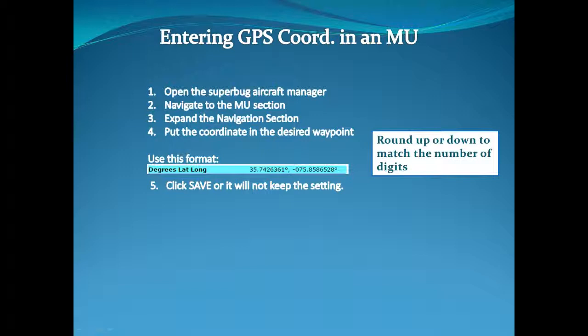And you'll see here you probably have more digits than the MU will accept. So you saw how accurate it is. You can actually round down or round up as needed to make it fit in the MU. Click save. Don't forget to click save or it will not save the setting. And whatever waypoint you use to put those numbers in the Superbug will have your coordinates.